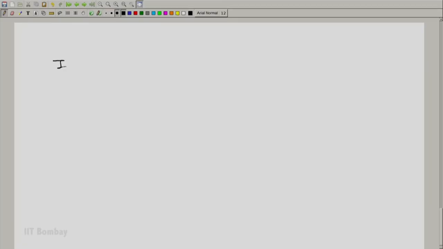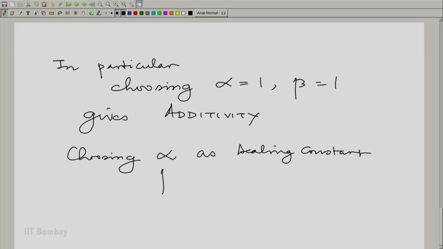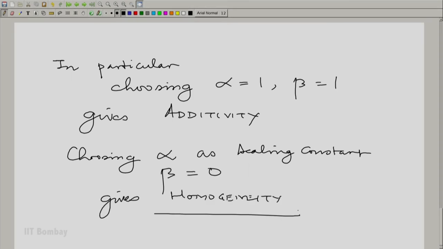Now, we show that the principle of superposition subsumes both additivity and homogeneity. So, if the principle of superposition is obeyed, then the system is additive and the system is homogeneous. Let me first show the principle of additivity based on superposition. In particular, choosing alpha equal to 1 and beta equal to 1 gives the principle of additivity. And choosing alpha as the scaling constant with beta equal to 0 gives homogeneity. So, superposition means additivity and homogeneity both together. We shall see more about these principles in the next discussion.